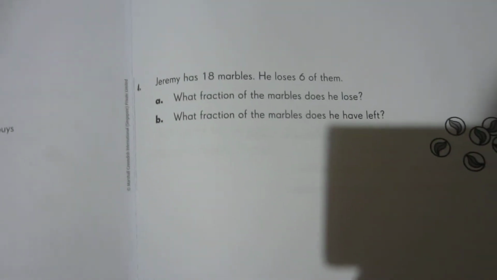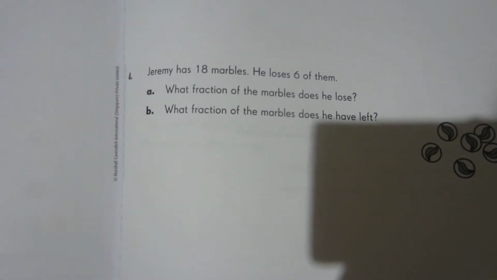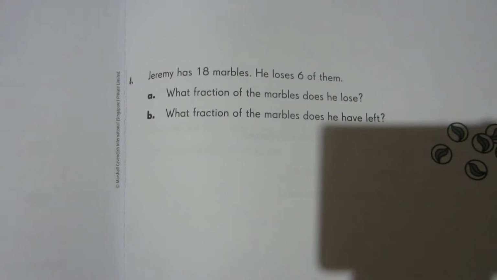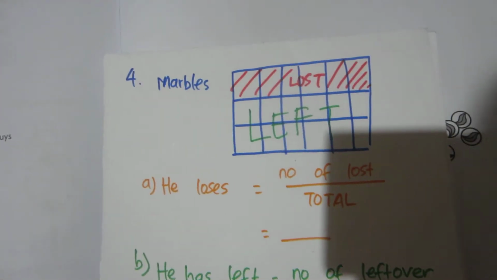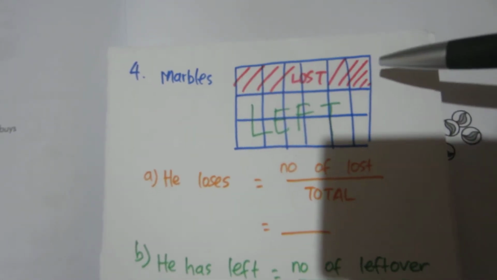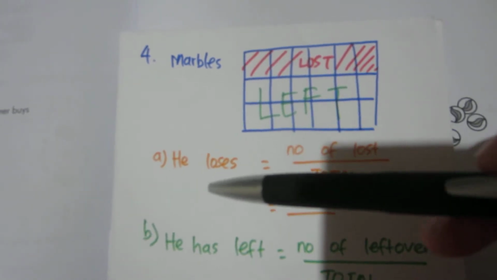Next, number 4. Jeremy has 18 marbles. He loses 6 of them. What fraction of the marbles does he lose, and what fraction of marbles does he have left? So you make the bar model as usual. First he got 18 and then he lost 6, and then these are the number that he has left. How many did he lose?